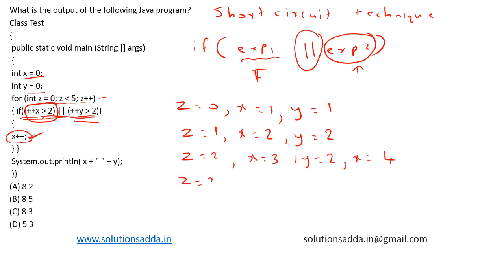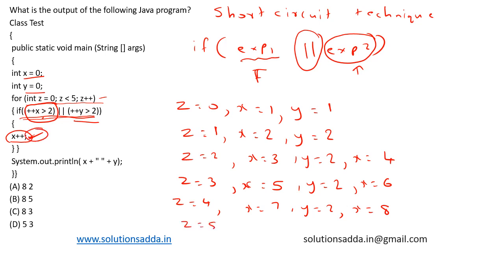Now z equal to 3. Here we have x equal to 4. Then we make x equal to 5. 5 greater than 2, so we are not executing plus plus y. Now the value of x will become 6. Then on z equal to 4, we get x equal to 7, y equal to 2, x equal to 8. That is when we execute this particular statement. Now z equal to 5, the loop fails. So ultimately the final values of x and y are x equal to 8, y equal to 2. So based on the options, option A, 8, 2 is the right choice.